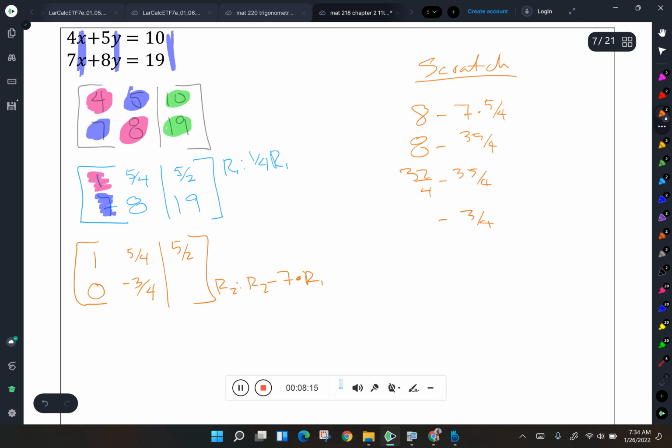Now that last position, again using the scratch work over here to the side, is going to be, what is that going to be? That's going to be 19 minus 7 times 5/2. So that's going to be 19 minus 35/2. What is that going to be? 38? Yeah, 38 halves minus 35 halves, and that's going to give me 3 halves.